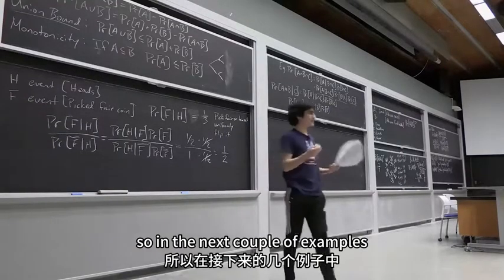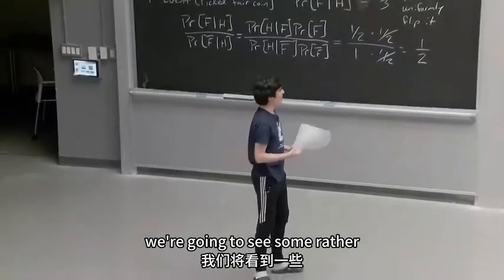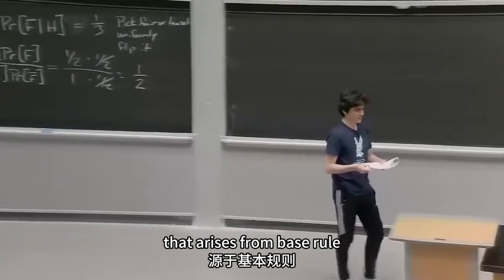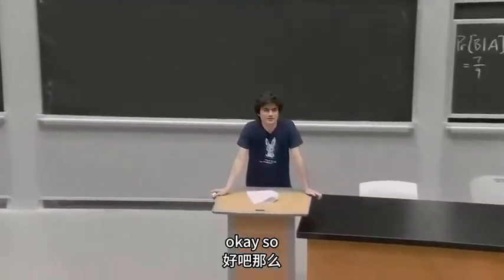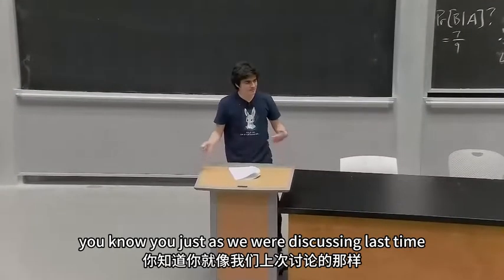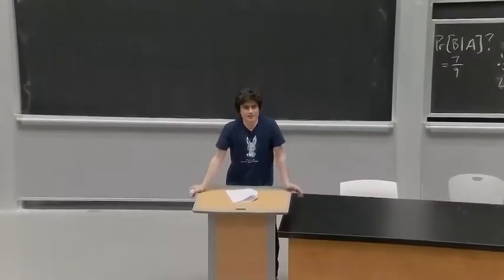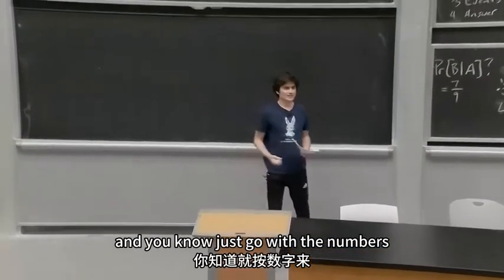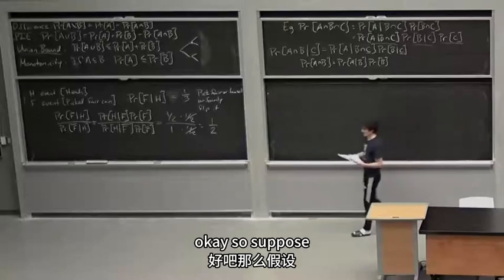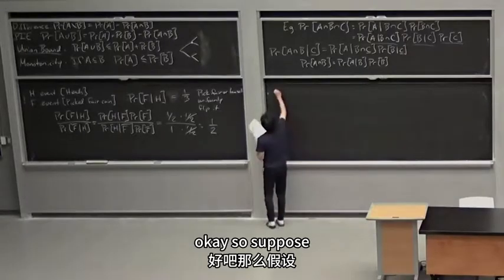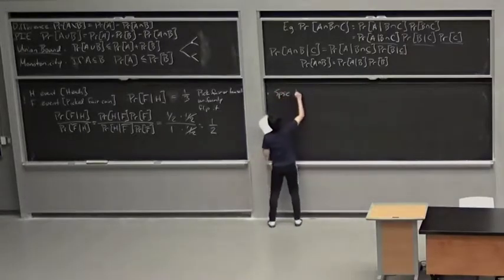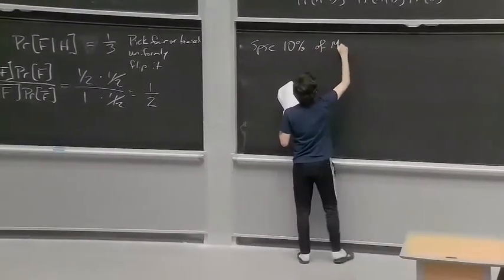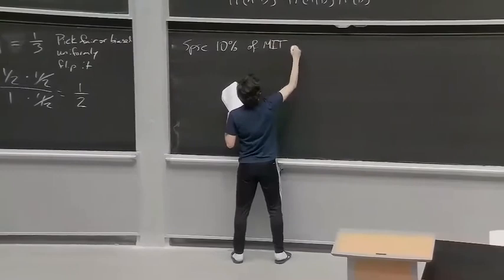So in the next couple of examples, we're going to see some rather counterintuitive behavior that arises from Bayes' rule. Just as we were discussing last time, you kind of want to throw away intuitive reasoning and just go with the numbers. So suppose 10% of MIT has COVID.